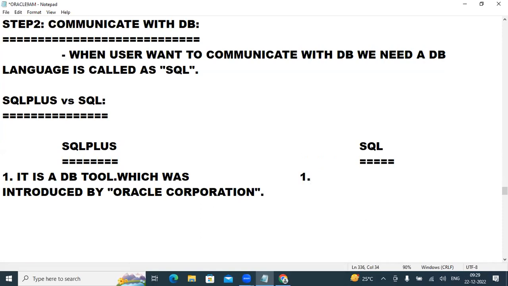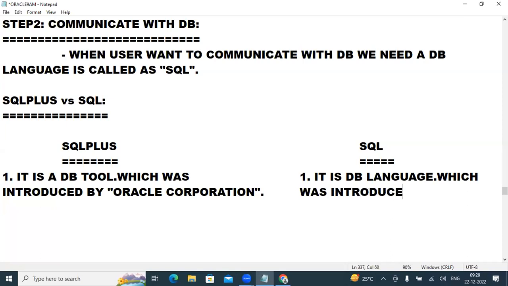What is SQL? It is a database language, which was introduced by IBM.